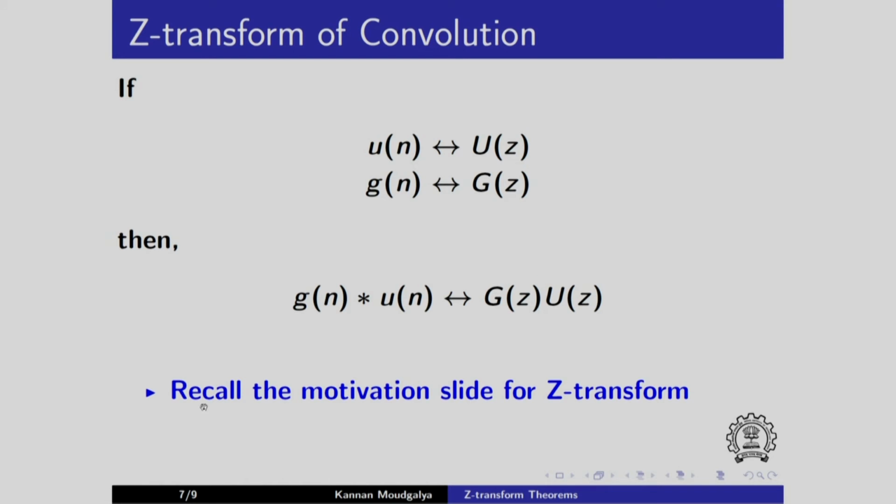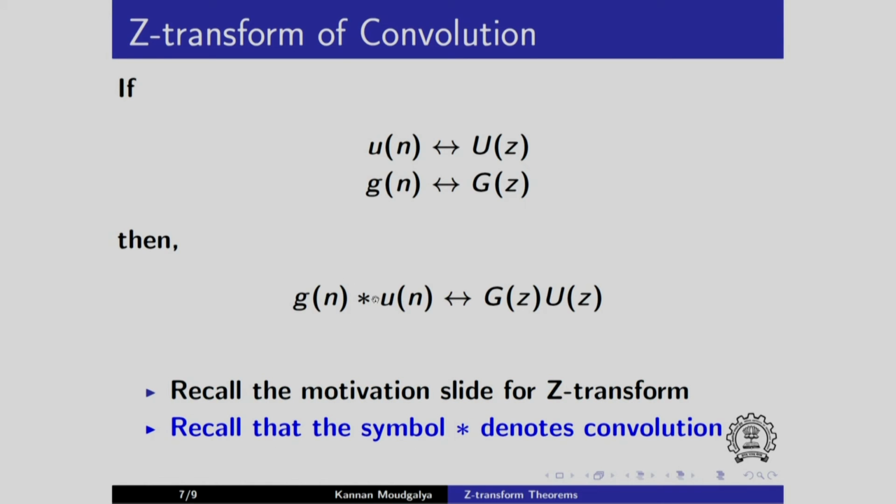On the left hand side you are taking convolution, on the right hand side you are only multiplying. Why is it? Recall the motivation slide for Z transform. In fact, it is to do this we defined Z transform. Instead of carrying out convolution, we just multiply, because that is how Z transform is defined. That is the beauty of Z transform.